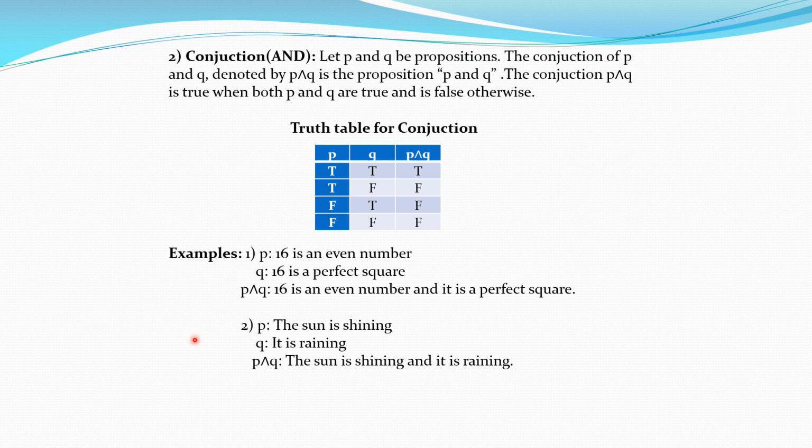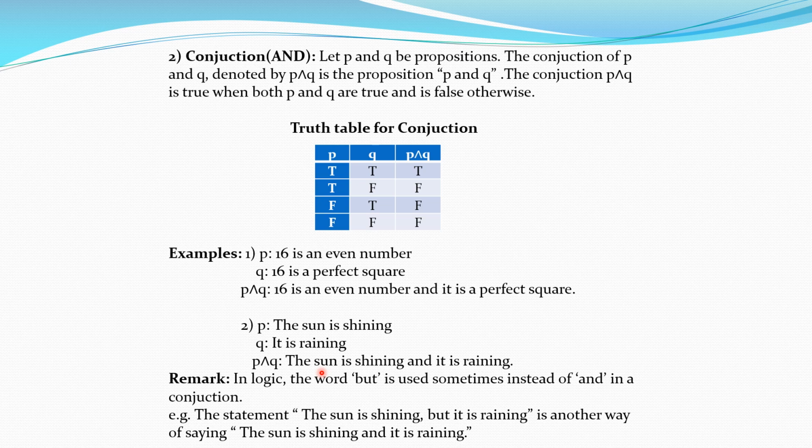Now another example. P, the sun is shining. Q, it is raining. So P and Q is the statement, the sun is shining and it is raining. So here we have joined them by using the logical connective and.